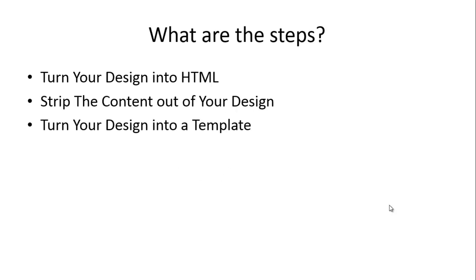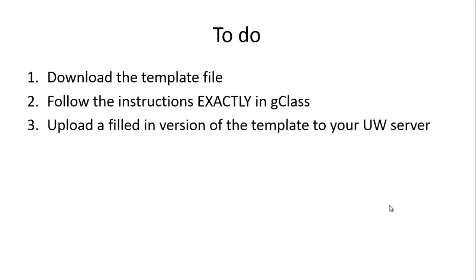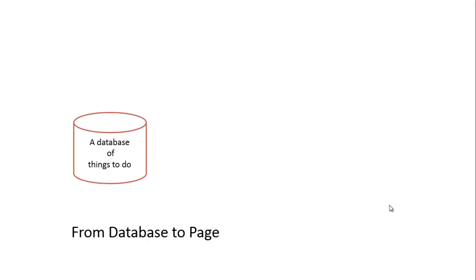All right, as usual, we're going to go through a series of steps. You're going to turn your original design, your design for your events page, into HTML. We're going to strip all the content out of your design, and then we're going to turn that design into a template. That might not mean a lot to you right now, but you'll see by the end of our talk, and especially by the end of today, what each of those things means. As usual, download the template file, follow the instructions exactly in G-Class. There's a lot more information than I'll give you in this slideshow in G-Class, and then upload the filled-in version to get your final evaluation.